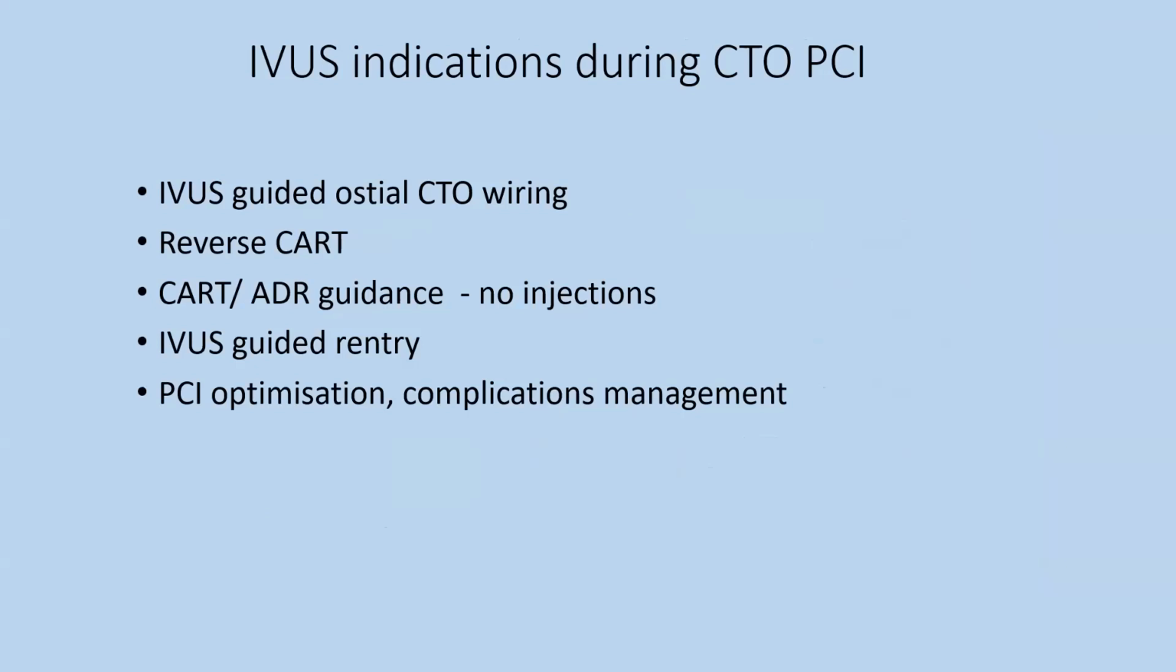So coming to the next subset of patients with CTO, again, IVUS is extremely useful here, particularly if you have an ostial occlusion of the LAD, for example. One can use IVUS in the circumflex and guide wiring of the CTO of the ostial LAD. It's also useful in reverse CART or even in antegrade dissection reentry when no injections can be given. And IVUS can facilitate entry into the true lumen when we cross the CTO lesions. Particularly, IVUS is also useful in PCI optimization and management of complications during PCI.